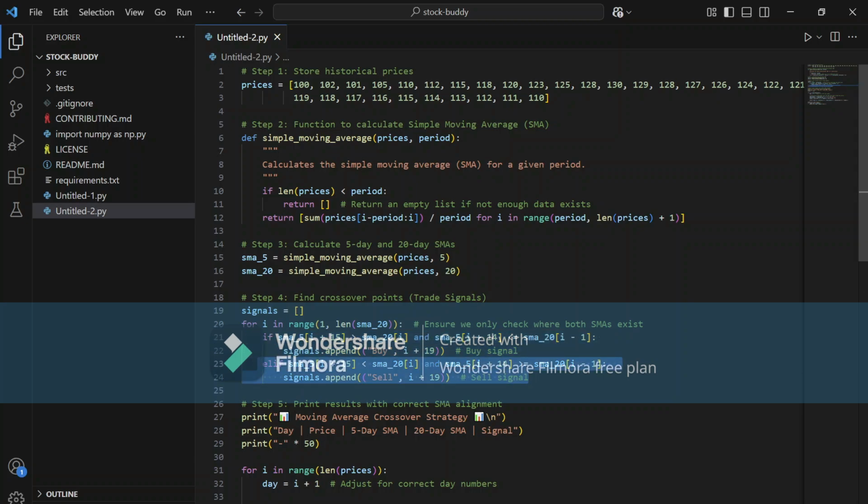So pretty much the same thing's going on here. We have our elif. So if the if condition doesn't work out, we'll go to elif. And yeah, it's pretty much the same thing.